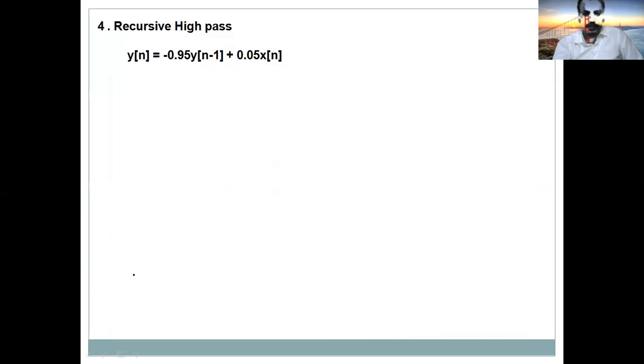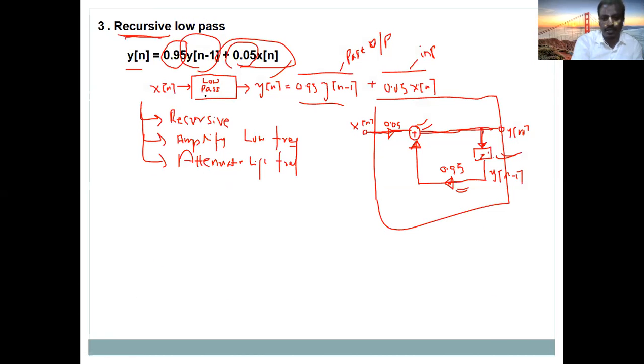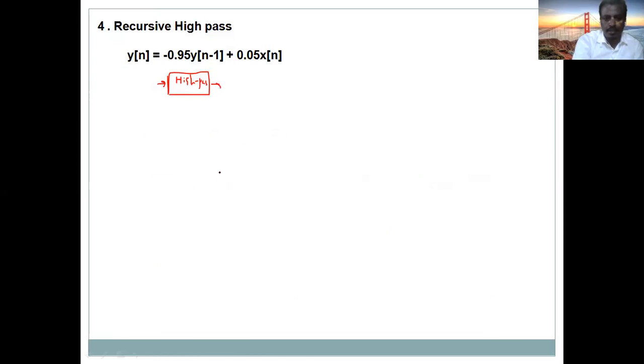Okay, let's see one more system. In this case, it is recursive again. In this case, it is a high pass filter. Previously, we have seen a low pass filter, right? What is the equation for the high pass filter? y of n is equal to, in this case it is negative, the coefficient is 0.95, y of n minus 1, plus 0.05 times the input.